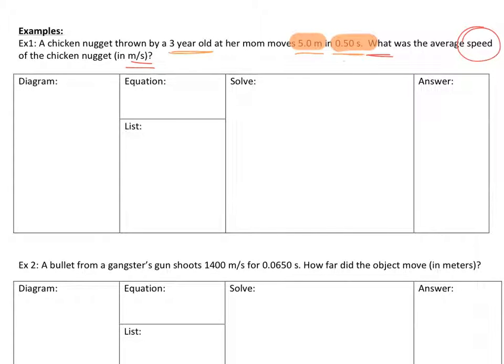So first thing I want to do is draw my diagram. It says, essentially, 3-year-old throws a chicken nugget at her mom. So here's my little 3-year-old, and here's mom. Physics questions, when you're drawing them, it's not really about the art, but can you communicate what's going on? So if you can somehow draw a diagram that tells me you understand the question, then you're good to go.